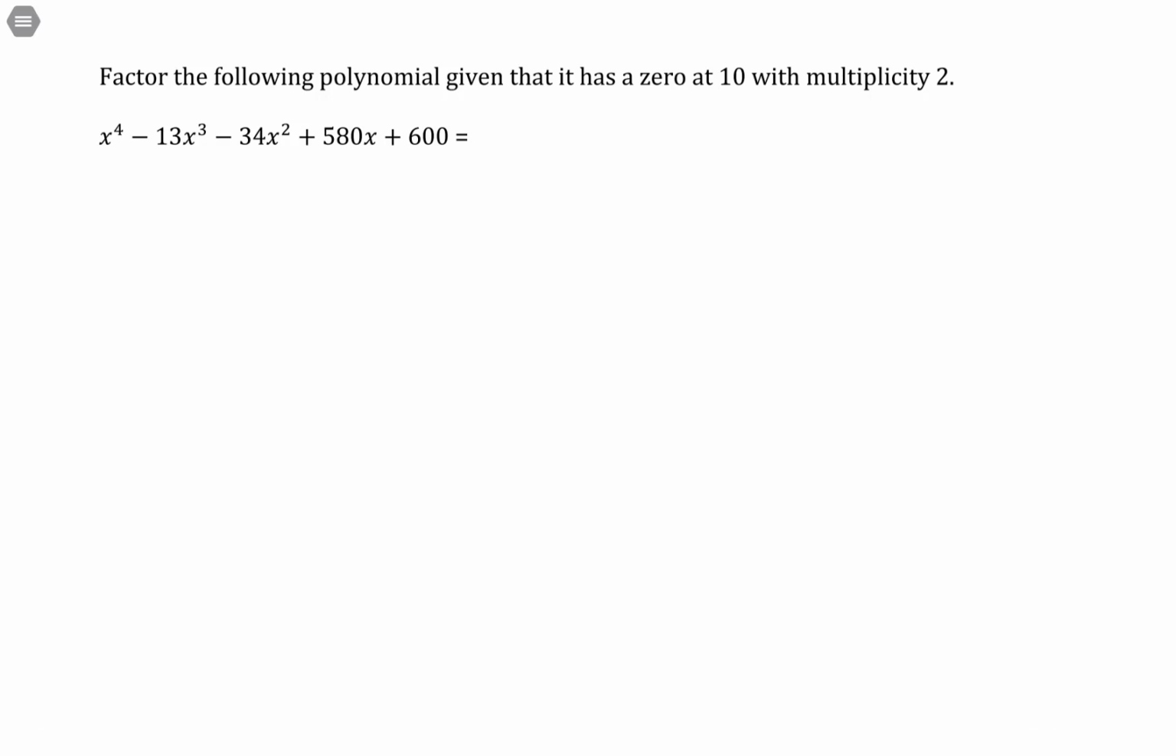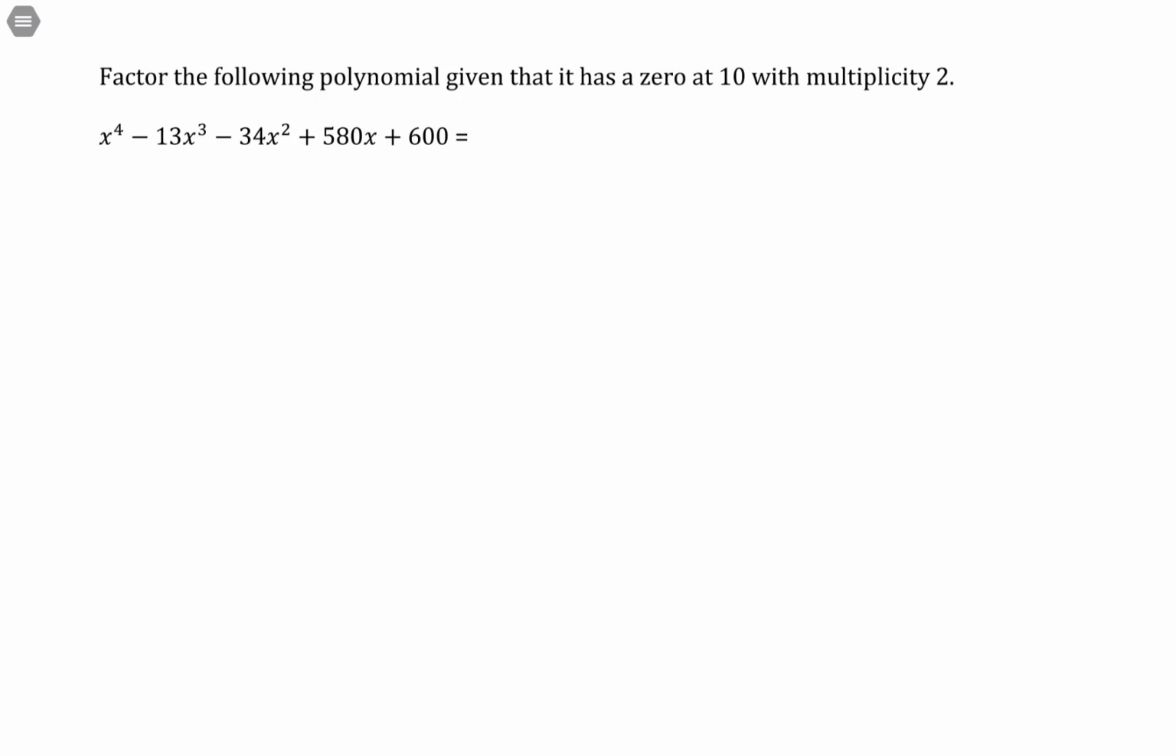Factor the following polynomial given that it has a 0 at 10 with multiplicity 2. Okay, so we have this quartic polynomial. Because it's quartic, it's going to have 4 separate zeros. So we need to get this written in a set of linear factors so that we can identify what those zeros are. But we've already been moved along in the process a little bit.